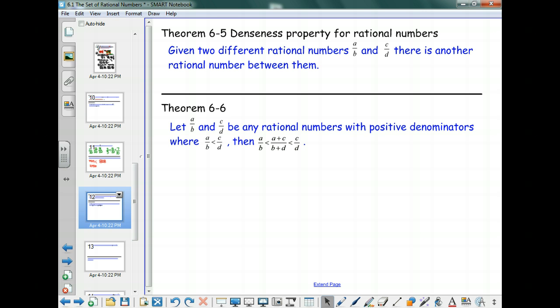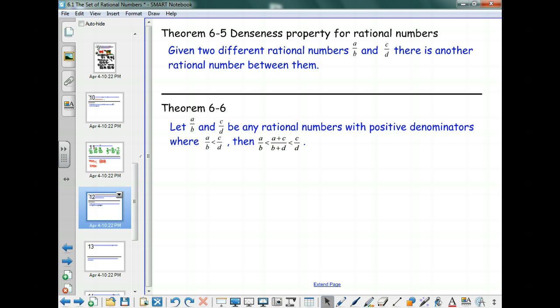Given two different rational numbers, a over b and c over d, there is another number between them. Okay, think about a number line. That should make sense, right? If you fill in a number line, you've got the two numbers, there's lots of numbers, but at least a number halfway between. Agree? All right, so theorem 6.6 tells you one way to find one such number. So if you have a over b and it's smaller than c over d, one way to find a number between them is add the two numerators together and divide that by the two denominators added together. So that's kind of cool.